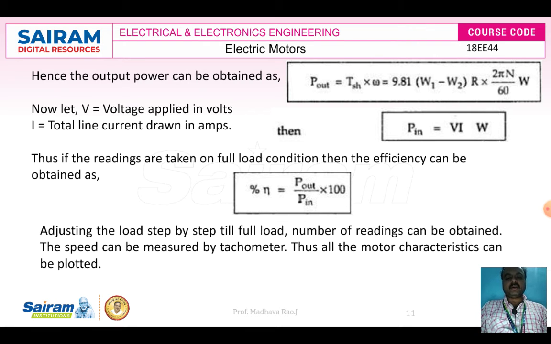By adjusting the load step by step till full load, that is up to the rated current, a number of readings can be obtained. The speed can be measured by a tachometer. We have a tachometer in our lab, which is used to measure the speed of the rotating machine. Thus all the motor characteristics can be plotted: speed versus torque, speed versus power, torque versus power, and torque versus efficiency. So various characteristics we can analyze using the graphs.